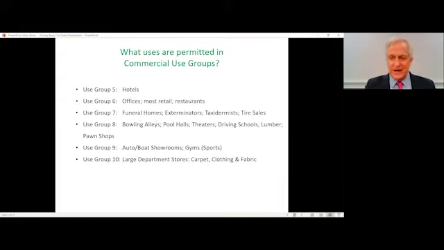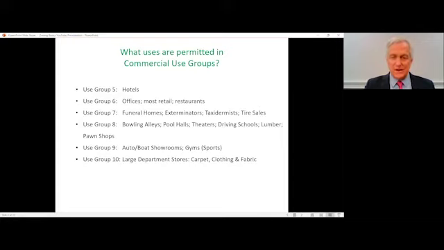These are related because they all have toxic uses. They have chemicals, so they're more prohibited. They're only allowed in certain commercial districts. Use group 8 is bowling alleys, pool halls, theaters, driving schools. These tend to be large public areas. Again, that's where they're lumped together as use group 8. They're permitted in most, but not all, commercial districts.